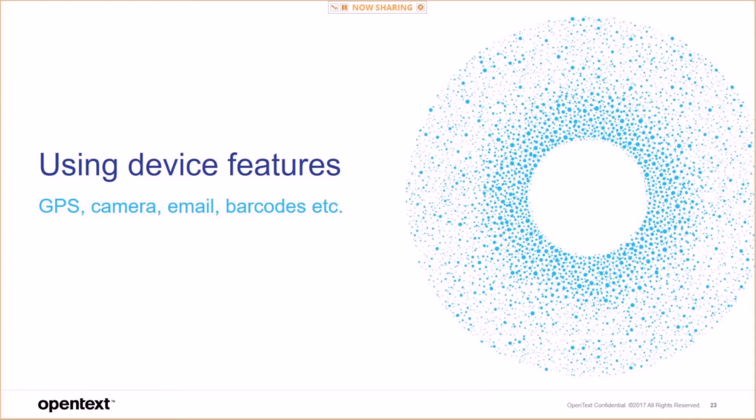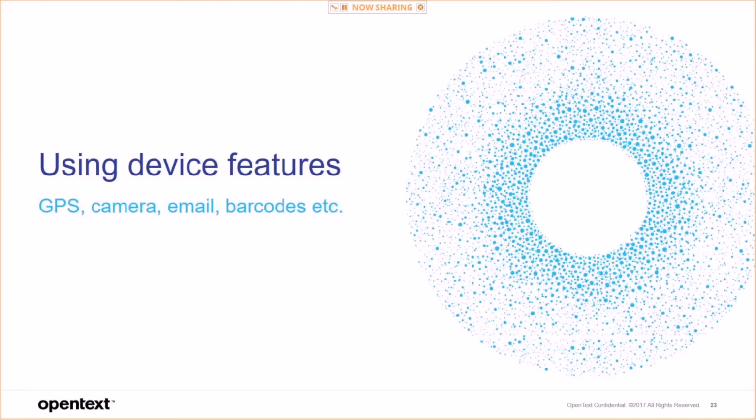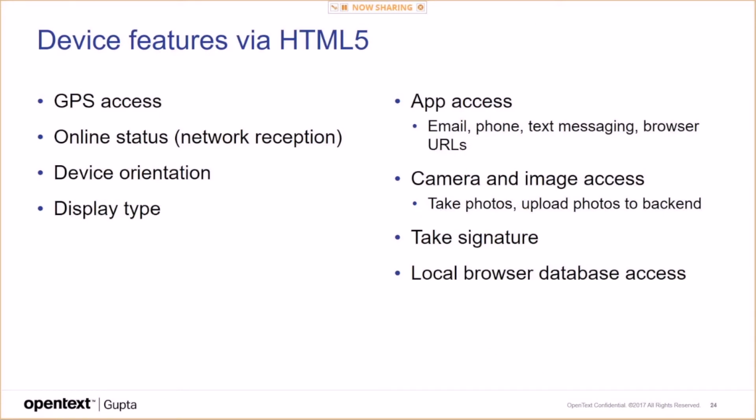Using device features. Mobile devices are kind of interesting things. They can do a lot more than our large laptops that we're used to. They have GPS, camera, email. They can do barcode decoding and things like that. So from the beginning of TD Mobile, our customers have always asked us to get as much device feature integration as possible into TD Mobile.